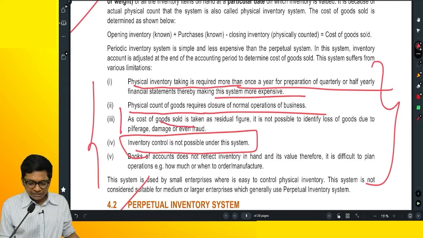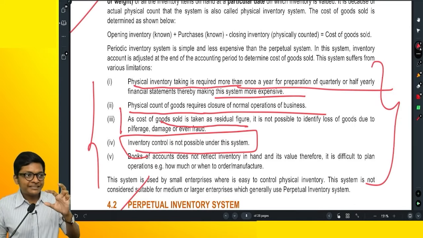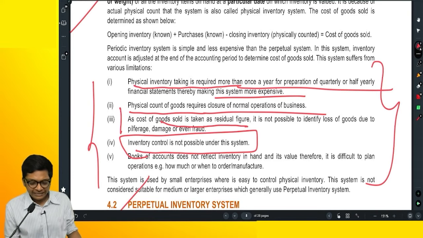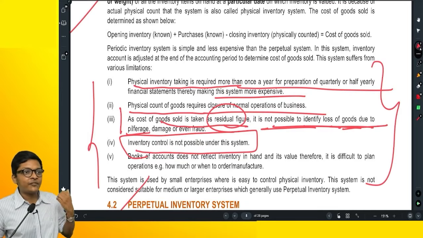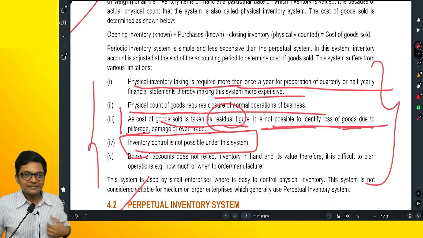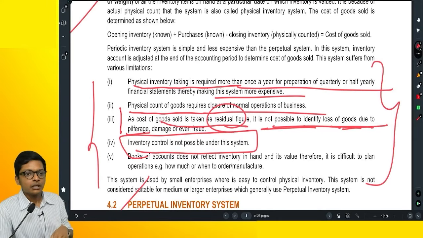As cost of goods is taken as a risk, how do you find closing stock? Opening plus purchase minus cost of sales. It's taken as a balancing figure. It is not possible to identify loss of goods due to pilferage, theft. Just now we saw the iPhone example. Year ending only I know 2 phones are missing. Are you following, guys? Otherwise I won't know. Year ending only I will know.